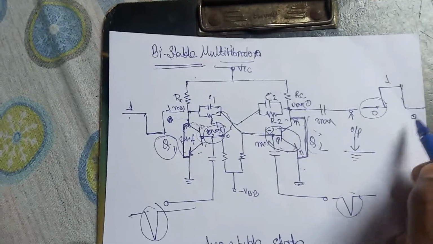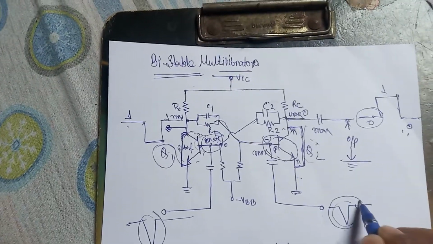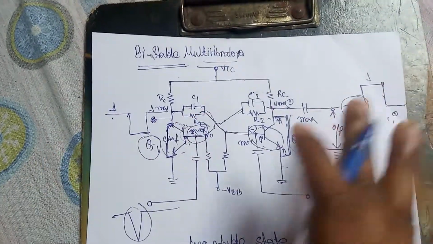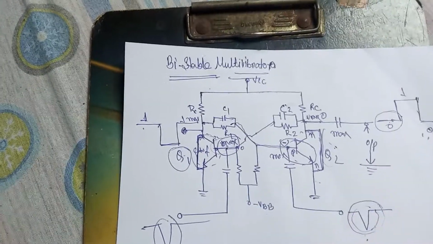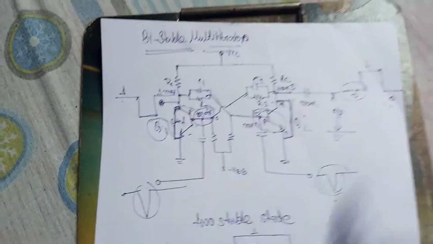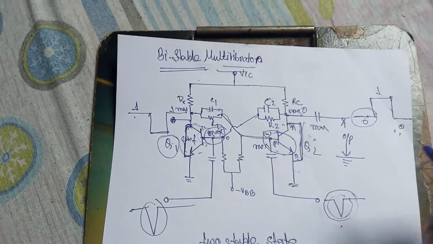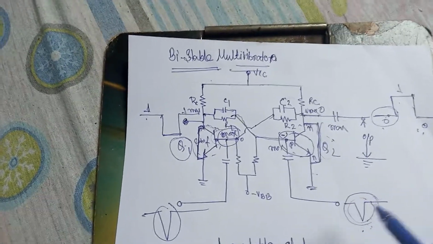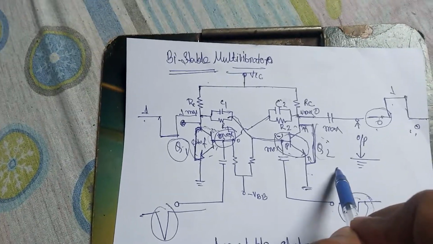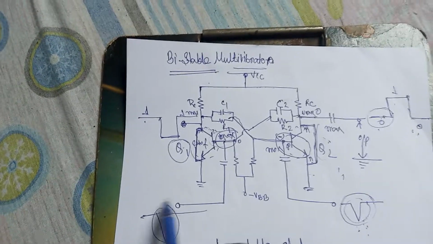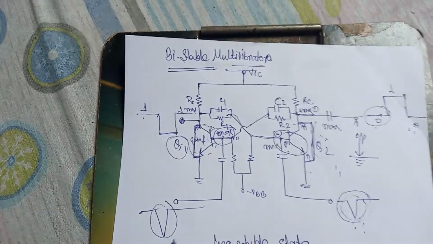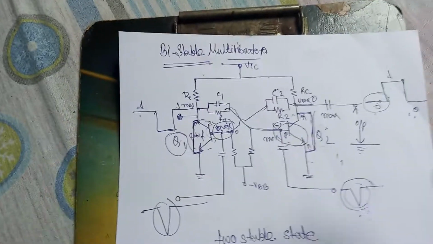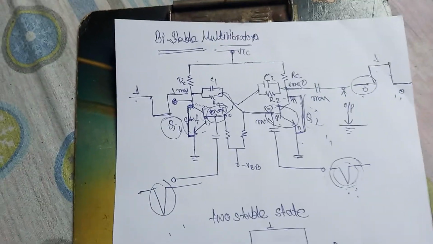Again, if we want to change this 0 to 1, we apply a negative trigger here. Without applying any other kind of triggering, we can change the state from 0 to 1 or 1 to 0. For this reason, this is known as a bistable multivibrator. So to change the state from 0 to 1, we apply a negative trigger across the base of Q2, and again if we apply a negative pulse across the base of Q1, it will transition from 1 to 0. So this is the basic working principle of the bistable multivibrator.